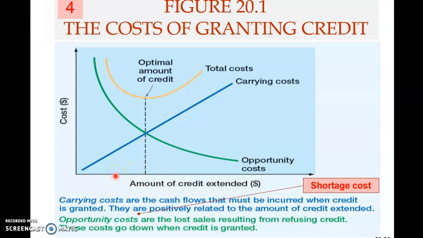Is that okay? But this is conceptual. If you want to quantify, this is more difficult. In reality, if you want to quantify, because this opportunity cost is very difficult to measure. We don't have a very definitive measure of opportunity cost for receivables or credit.